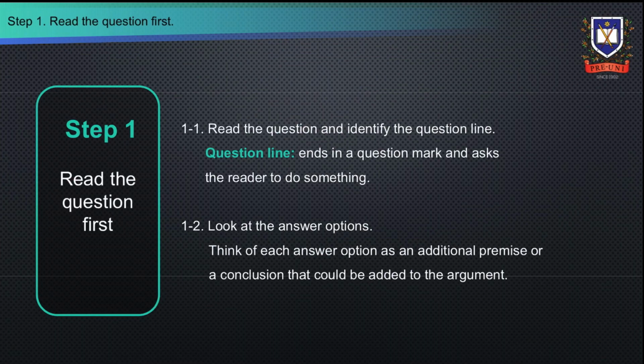So Step 1 was read the question first. When presented with a critical thinking question, we should first read the question. In particular, identify the question line, that is, the line that ends in a question mark and asks the reader to do something. This will allow us to determine what type of critical thinking question we are dealing with and what we should look for in the answer options. As we are reading the question, we should also look at the answer options. Think of each answer option as an additional premise or a conclusion that could be added to the argument.